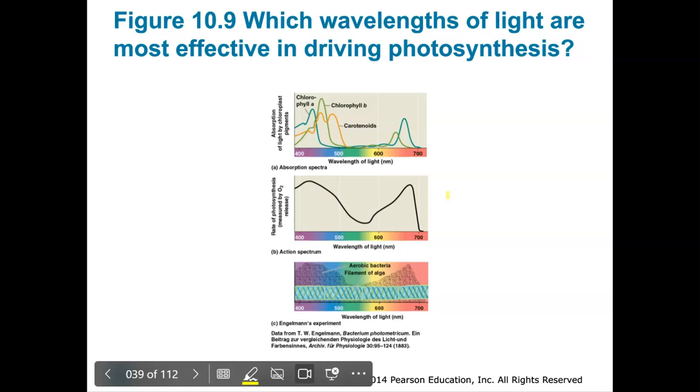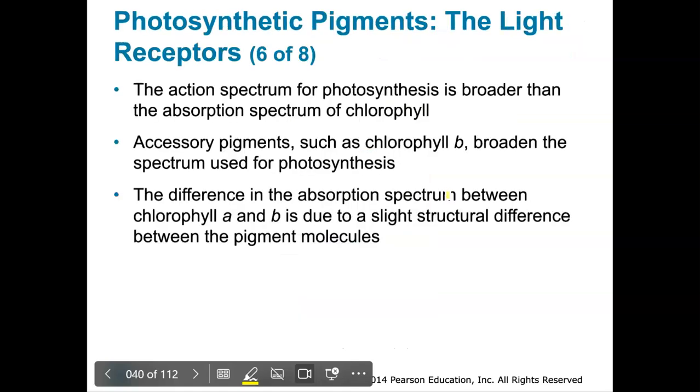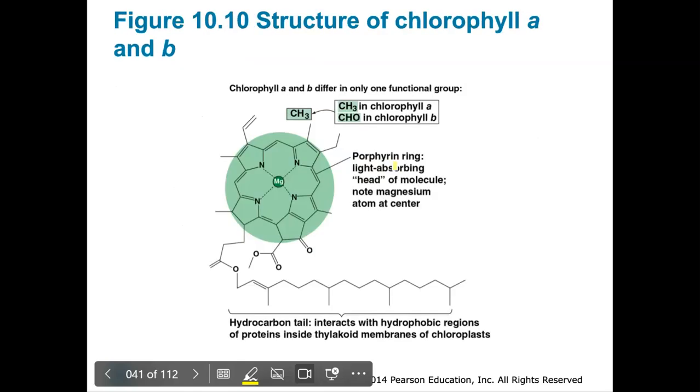It's so that you can have more wavelengths of light absorbed from the sun, and so more efficient photosynthesis. Here's a good way to say it. The accessory pigments, such as chlorophyll B and the carotenoids, broaden the spectrum used for photosynthesis. So they allow for a greater amount of visible light to be absorbed.